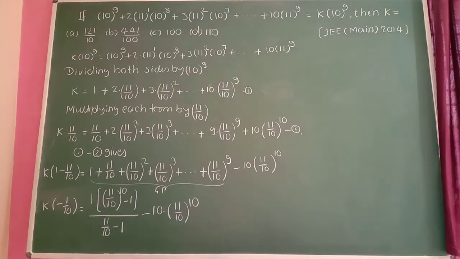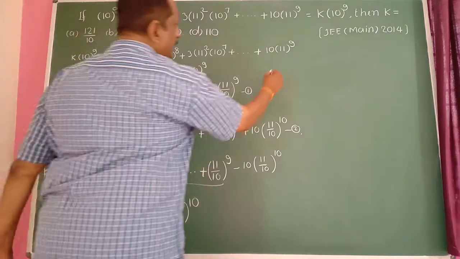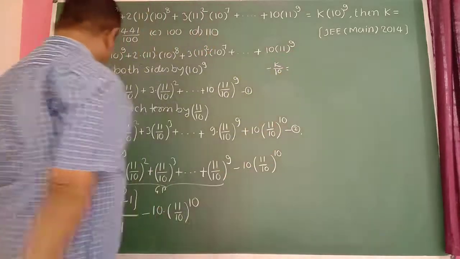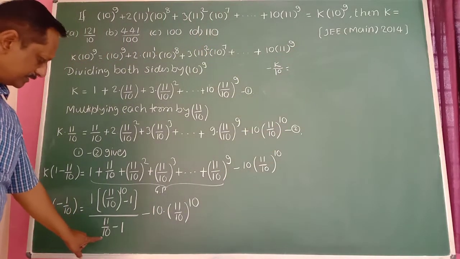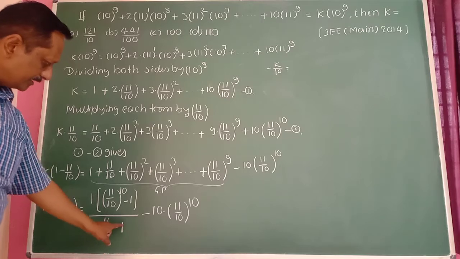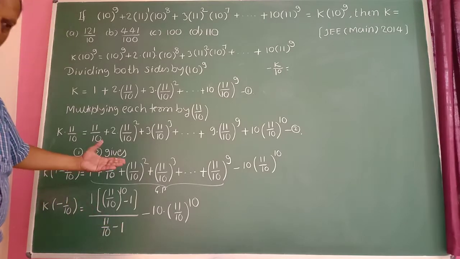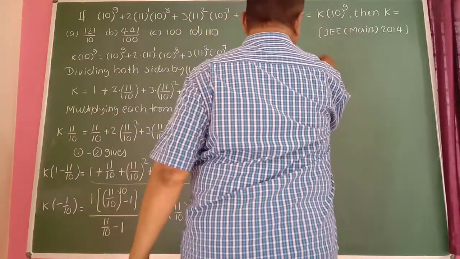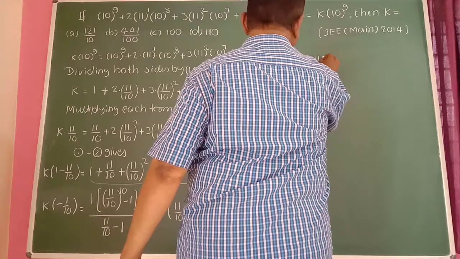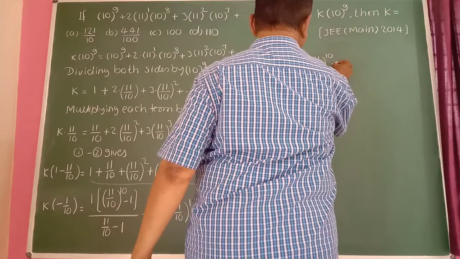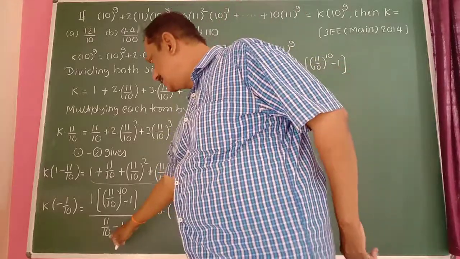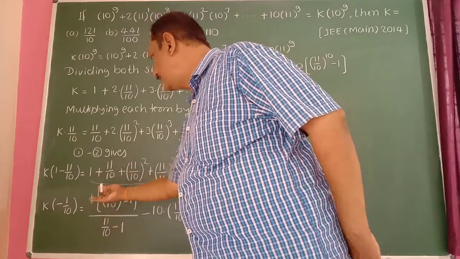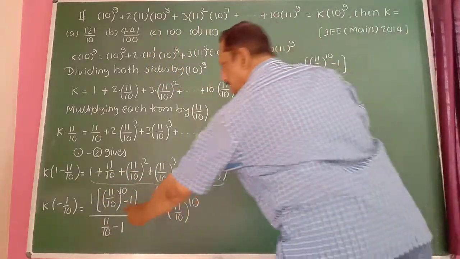Therefore, here it is minus k by 10 here. Minus k divided by 10 is equal to. Here 10 is the LCM and 10 ones are 10. 11 minus 10 is 1, so 1 by 10. 1 by 10 goes to the numerator here. So it is 10 into (11 upon 10) raised to 10 minus 1 here. Here 10 is the LCM, 10 ones are 10, 11 minus 10 is 1 by 10. Take that 1 by 10 to the numerator, it is a 10 here. And write this term as it is.